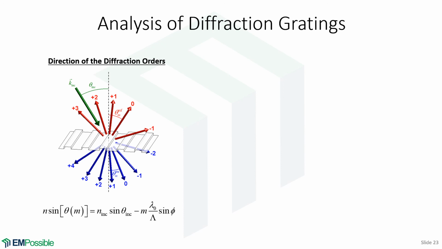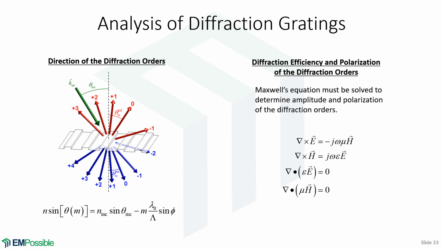Now, think of the diffraction orders as just what is possible. That doesn't necessarily mean the grating will couple power from the applied wave into that diffraction order. In order to do that, we actually have to solve Maxwell's equations to figure out the polarization of those diffracted modes or how much power is in each one of them. So the direction of the diffraction orders is easy. The amplitude of those diffraction orders is much more difficult because that requires solution of Maxwell's equations.